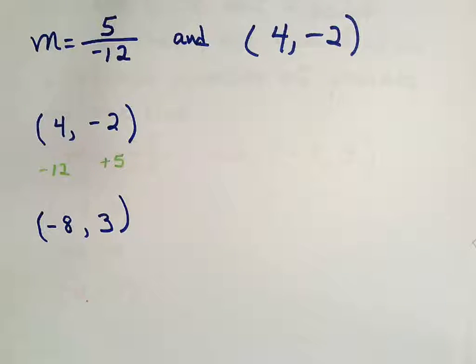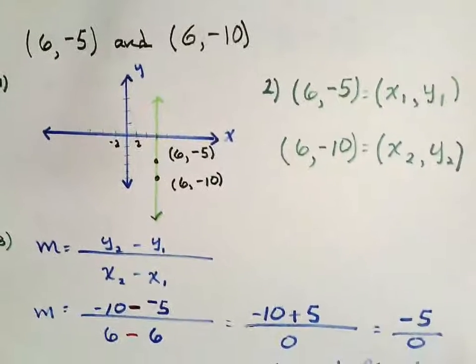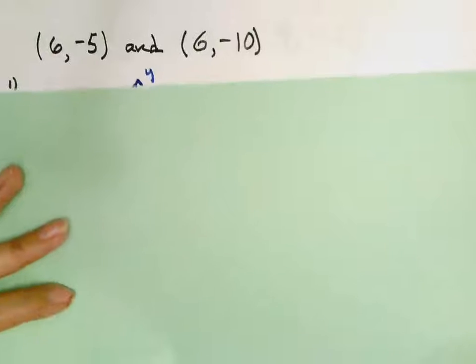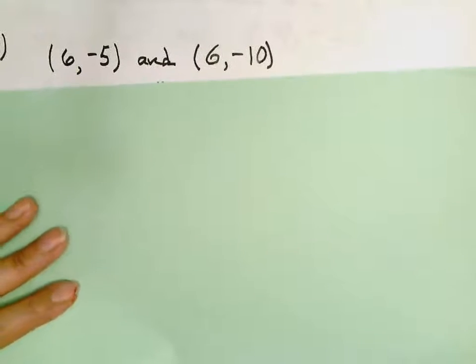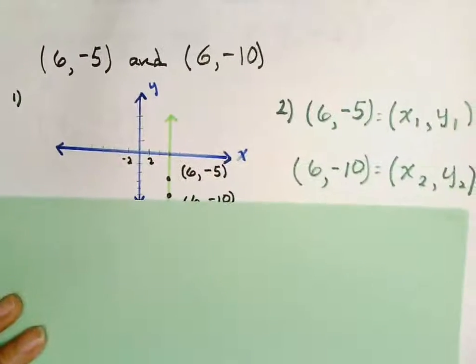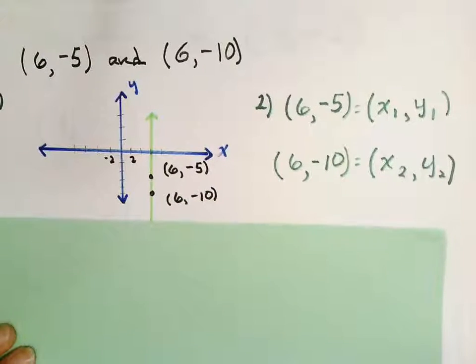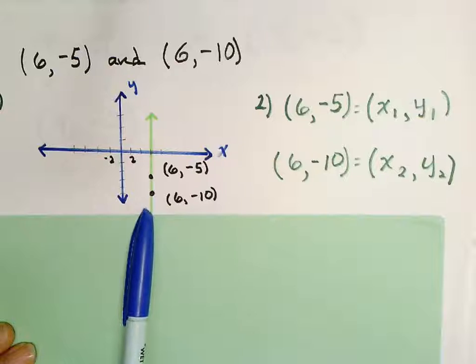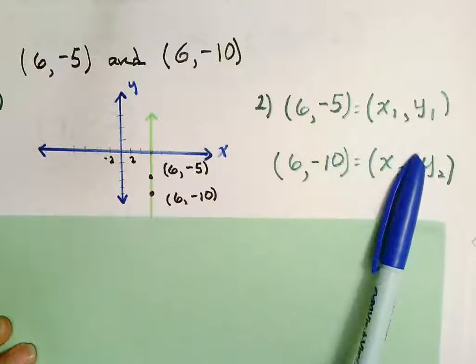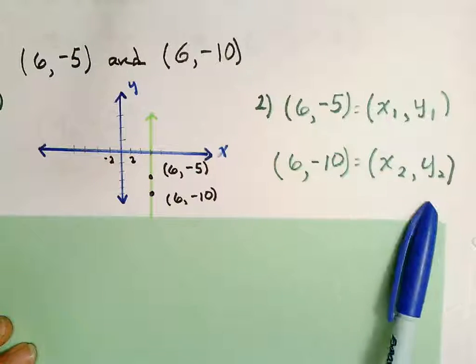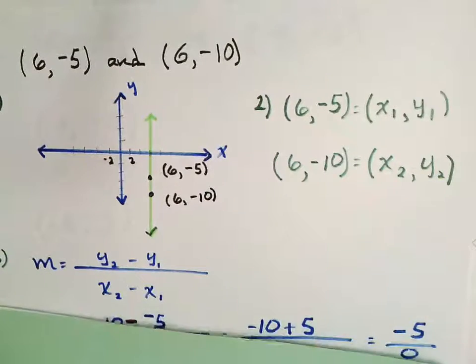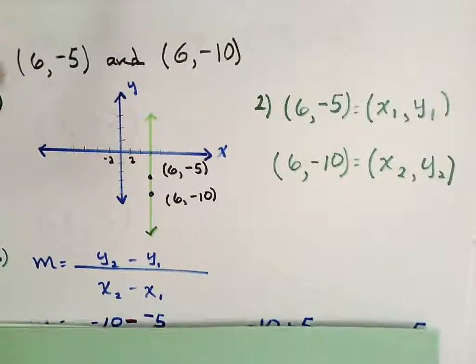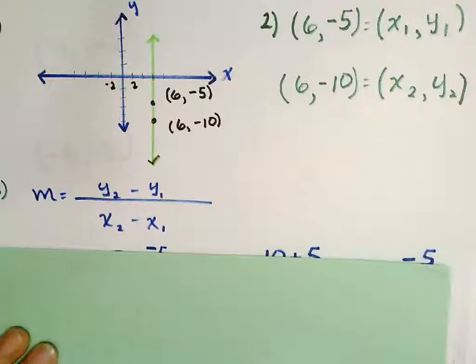Let's look at the second example. Here we have our 2 points. We're going to draw an XY plane. We're going to plot the points 6, -5 and 6, -10. We're going to label the points X sub 1, Y sub 1, X sub 2, Y sub 2. We're going to use our slope formula. Then we're going to do our substitution.